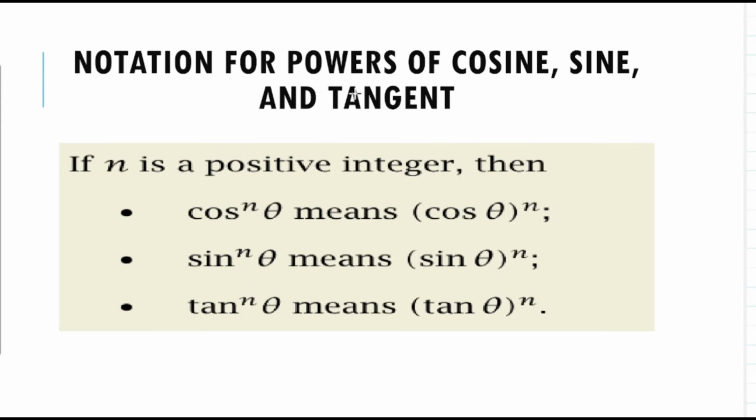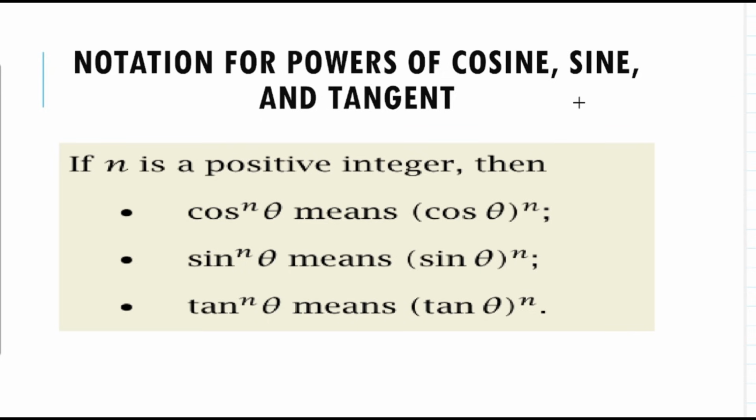Alright guys, so notation for powers of cosine, sine and tangent. If n is a positive integer, then cos^n theta means cos theta raised to power n, sin^n theta means sine theta raised to power n, and tan^n theta means tan theta raised to power n. Remember, this n in the middle of sine, cosine, tan and theta is power.